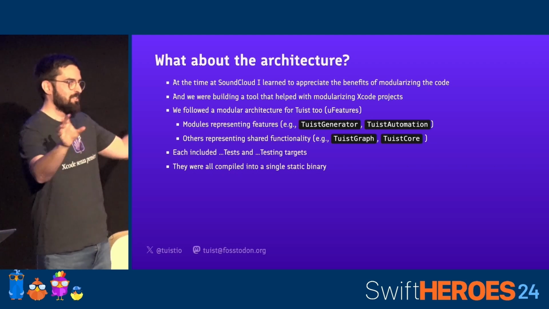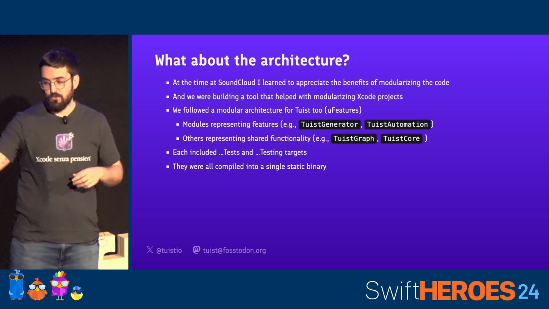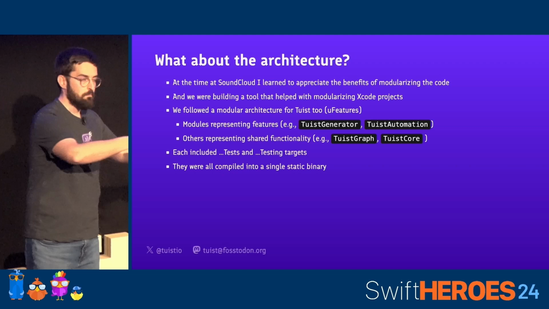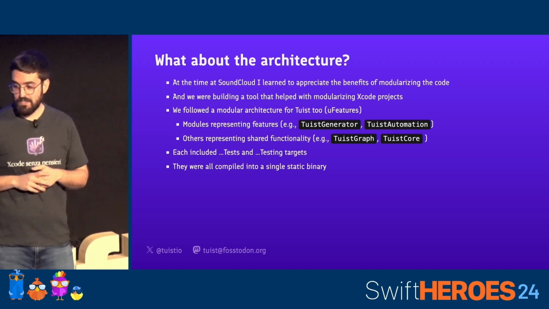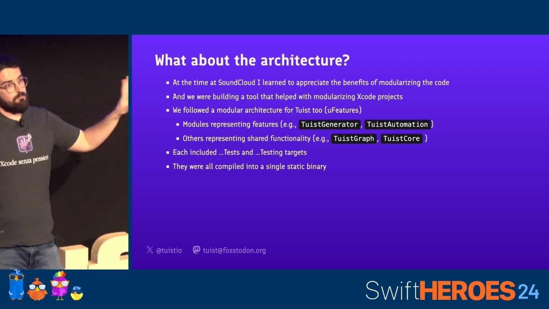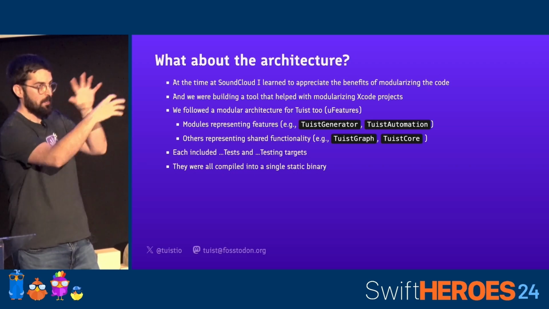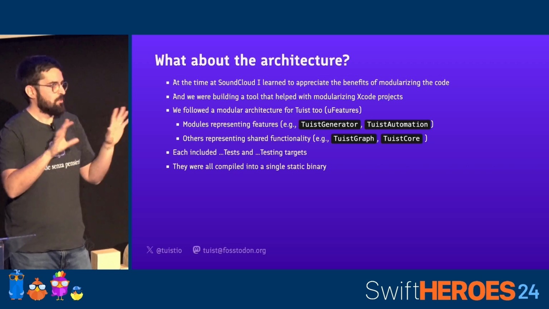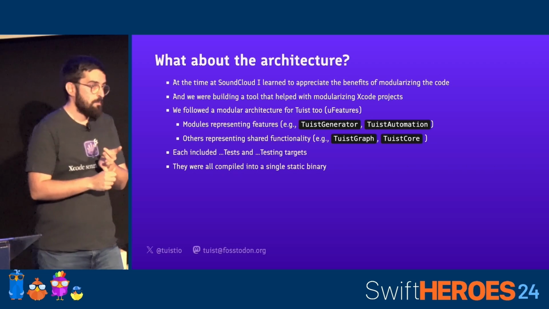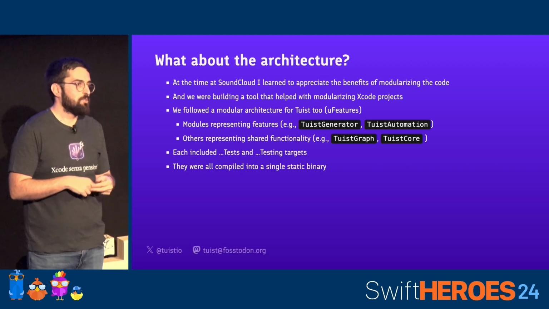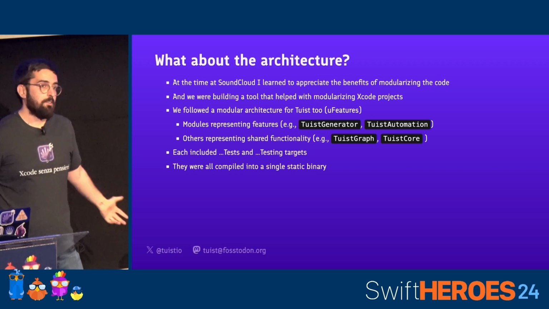So we had feature targets, and they represented different areas of the CLI. Tuist generator contains all the logic for generating projects. There was Tuist automation, which is everything related to building and testing your projects. And then we had a layer of shared functionality. We call it Tuist Graph, for example, that contains all the logic for representing your project, and core with a bunch of shared utilities. Those included tests, obviously, and also a testing target, which contains mocks and testing data. And they were all compiled into a static library.